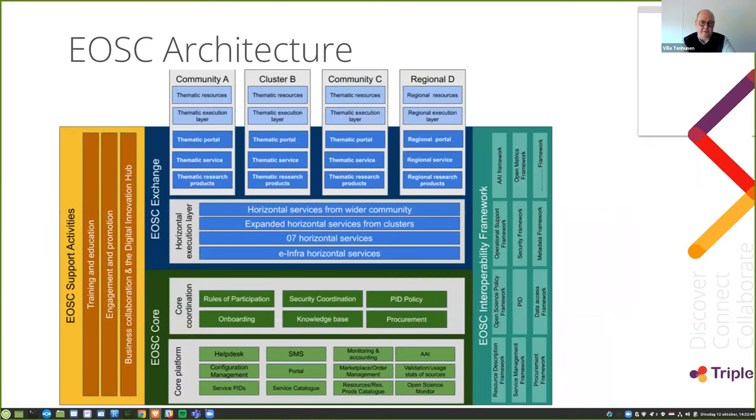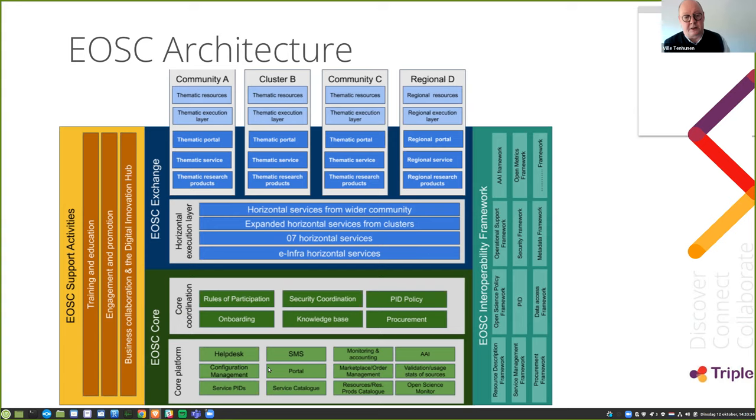Okay, the same thing in other words, a little bit. The two main parts are actually this EOSC Core and then this EOSC Exchange. This means the EOSC Core, what does it include? It includes the rules of participation, security, PID, persistent identifiers, and onboarding services, meaning how to implement some new services into the EOSC portals and EOSC architecture. There is a knowledge base and procurement services in this coordination part, and the core platform.